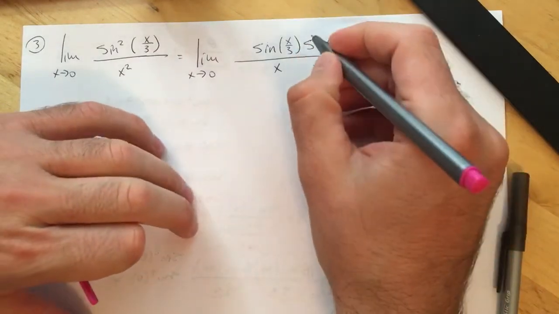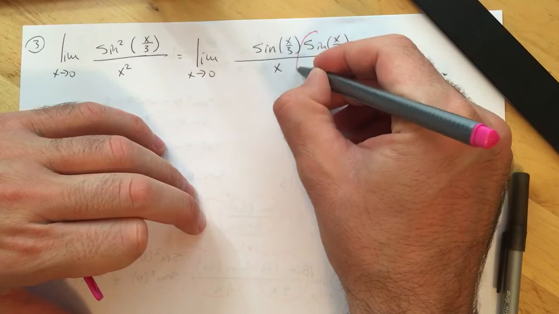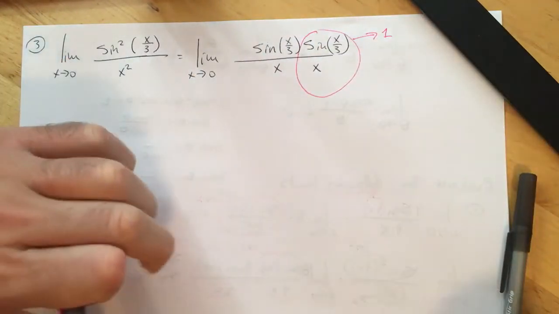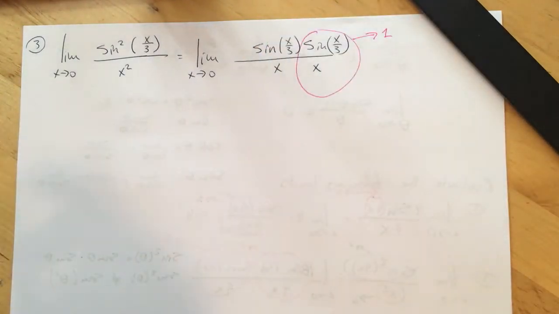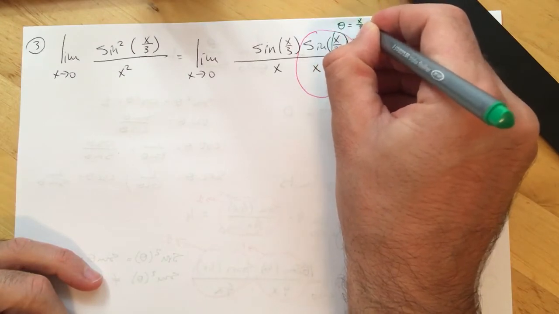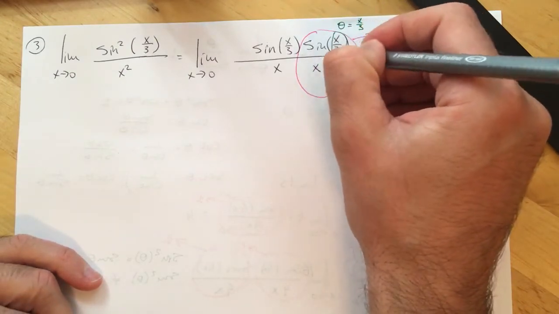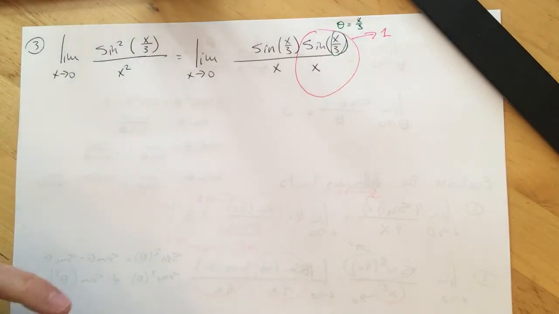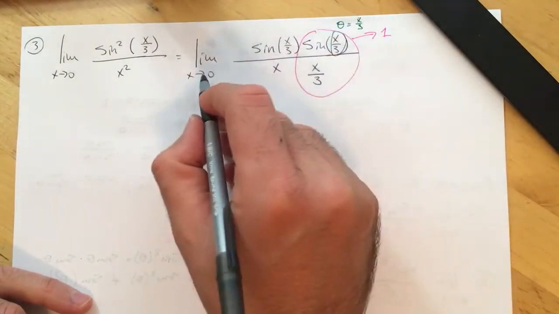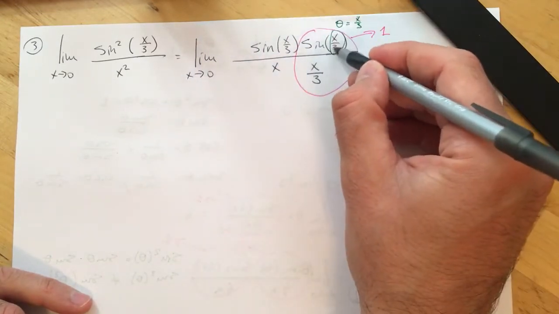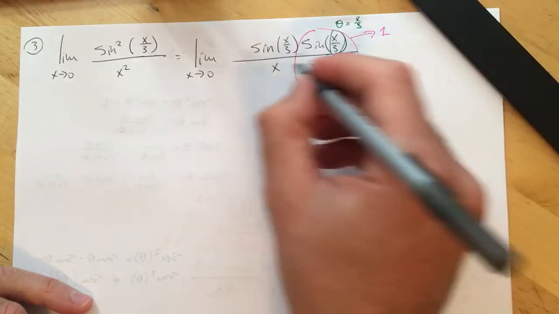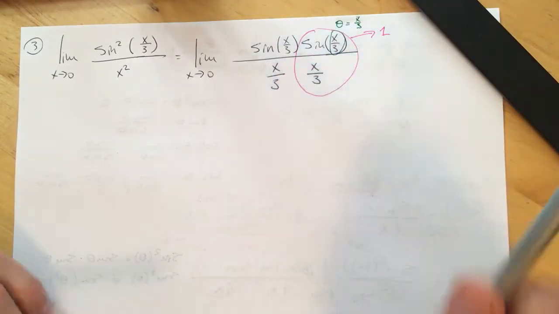Now, if I want this limit to approach 1, my theta in this particular case is x over 3, so I have to divide sine of theta by theta. That means I have to divide this x by 3. And now as x goes to 0, the angle theta shrinks to 0, and sine of theta divided by theta approaches 1. Obviously, I have to do the same thing for the other factor.